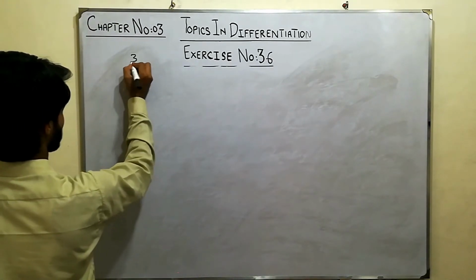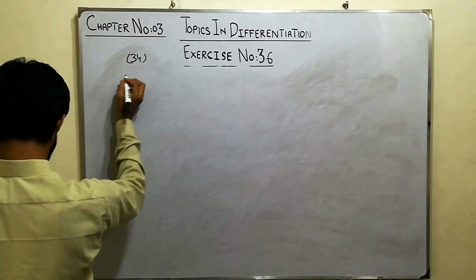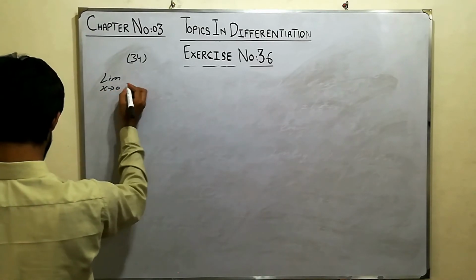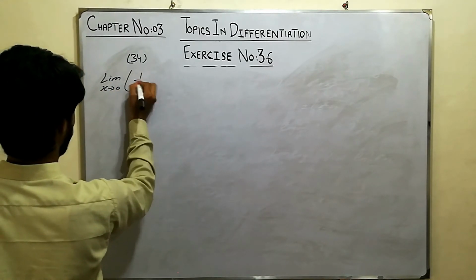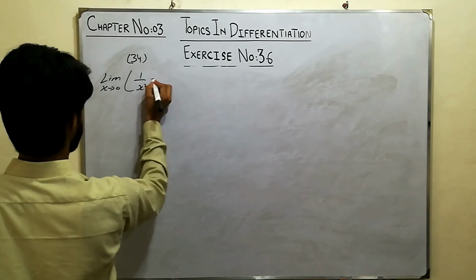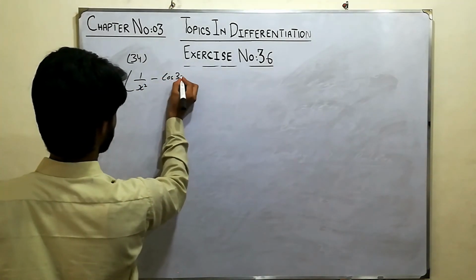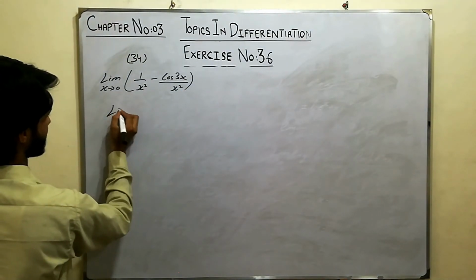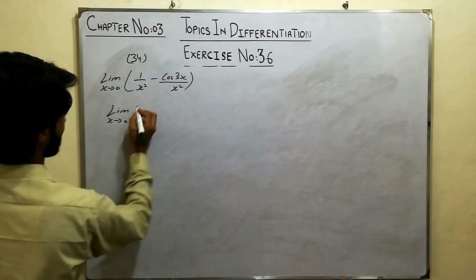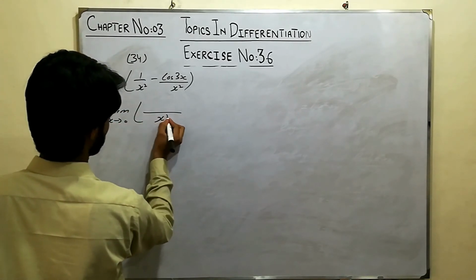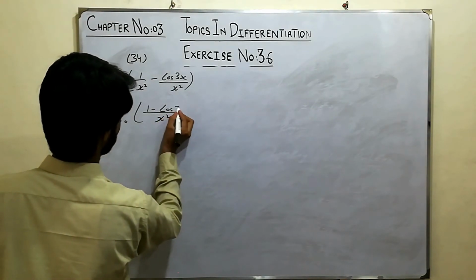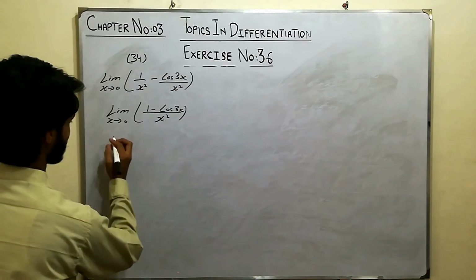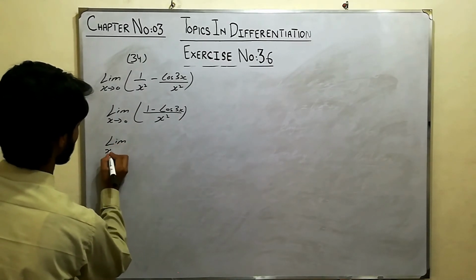Next question is question number 34. Limit x approaches to 0 of 1 by x squared minus cos 3x divided by x squared. First step is that take the LCM. So we have 1 minus cos 3x divided by x squared. If we put the limit in that function, we have the form of 0 by 0. So solve by case 1.